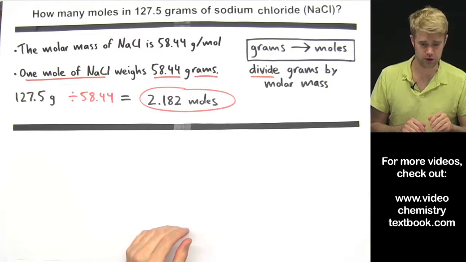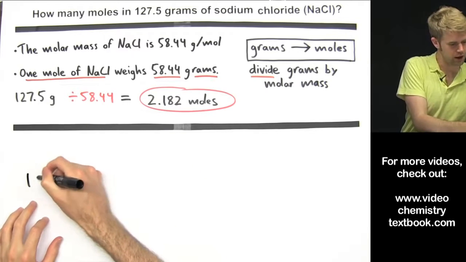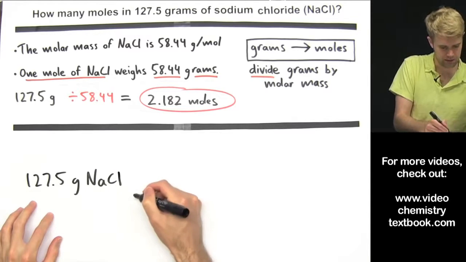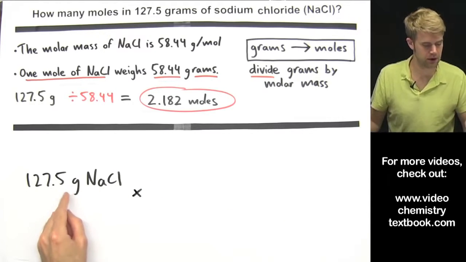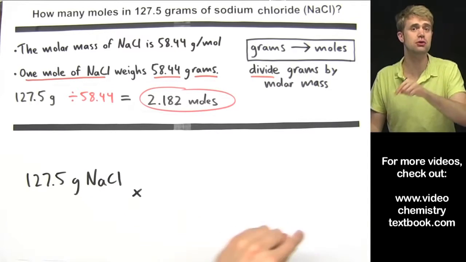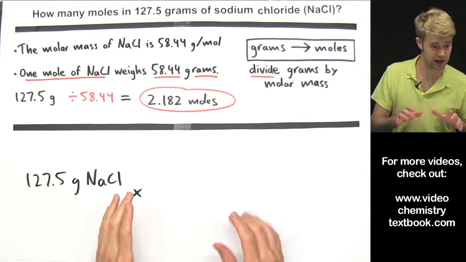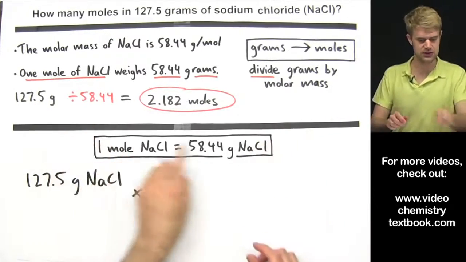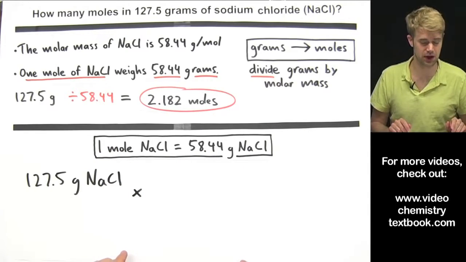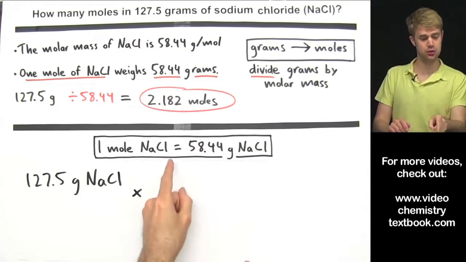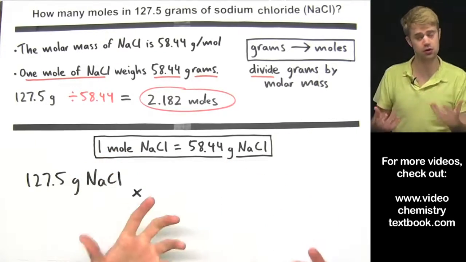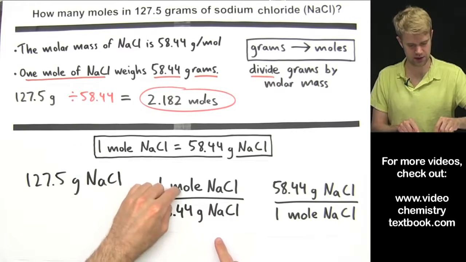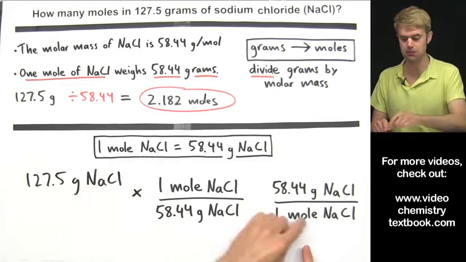Now for the conversion factor approach. I'm starting here with 127.5 grams of sodium chloride, and I want to multiply this by a conversion factor that will get rid of grams sodium chloride and will take me to moles of sodium chloride. So to do that, I'll take this information about the molar mass and I'll rewrite it as an equivalence or a relationship like this. Okay? I got one thing on either side of the equal sign, which makes it really easy to turn this into a conversion factor. Here are the 2 conversion factors that I can write with it, okay? One has moles on the top and this on the bottom. The other has grams on the top and moles on the bottom.